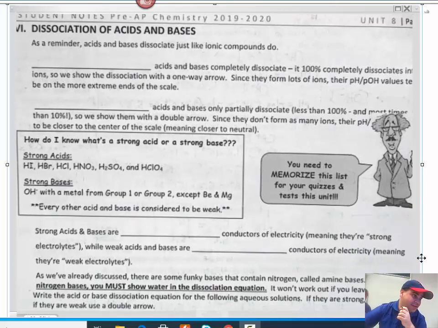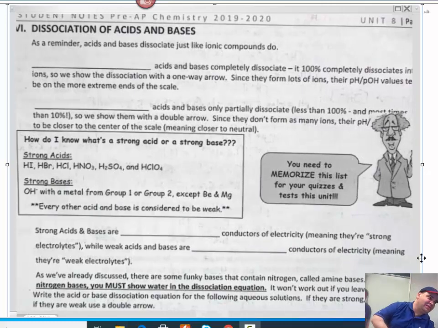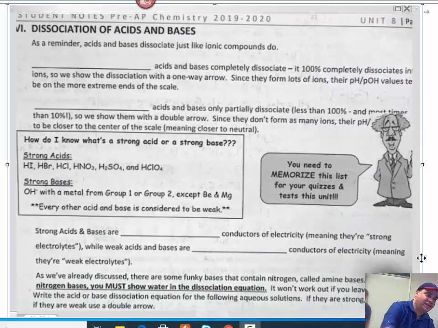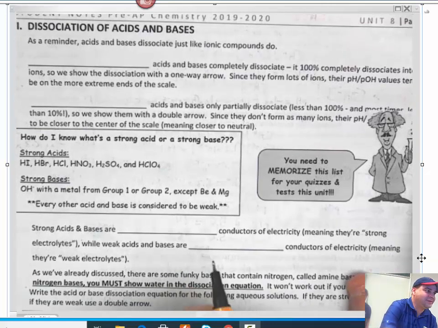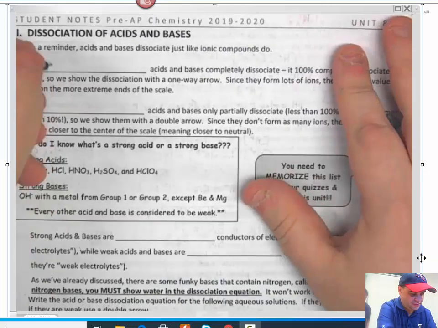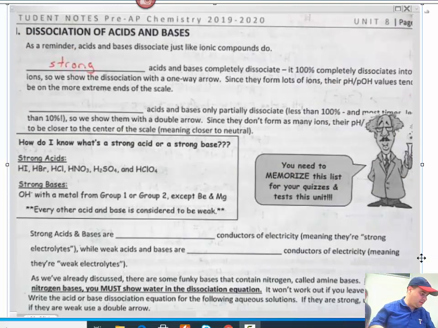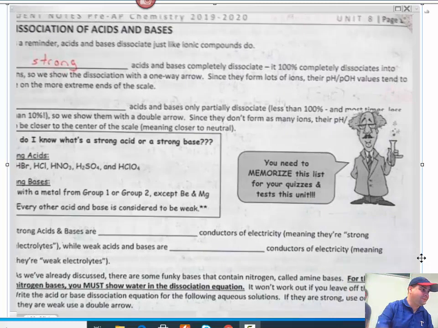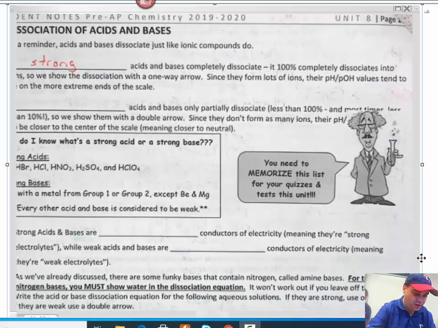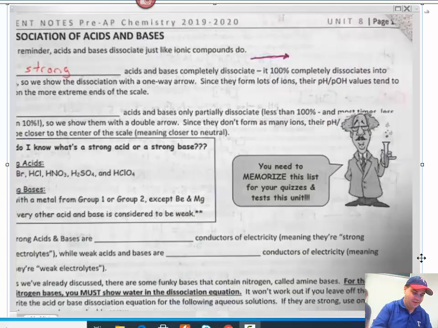I'm going to talk about the dissociation of acids and bases. As a reminder, acids and bases dissociate just like ionic compounds do because they are soluble in water. Okay? So, strong acids and bases completely dissociate in water. 100%. Okay? They form a one-way arrow when you do the reaction. Okay?